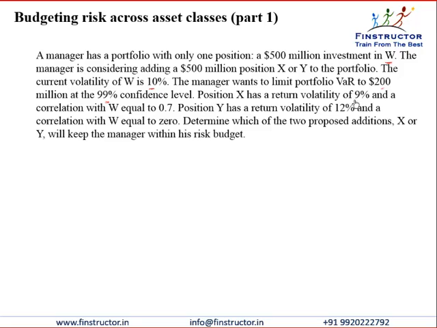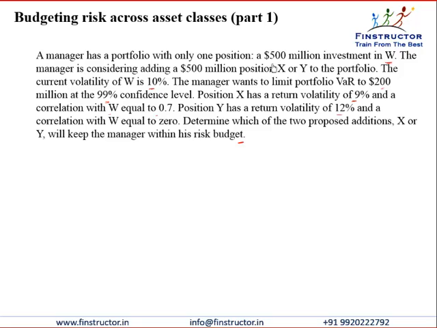Position X has a return volatility of 9% and a correlation with W equal to 0.7. Position Y has a return volatility of 12% and a correlation equal to 0. Determine which of the two proposed additions, X or Y, will keep the manager within his risk budget.